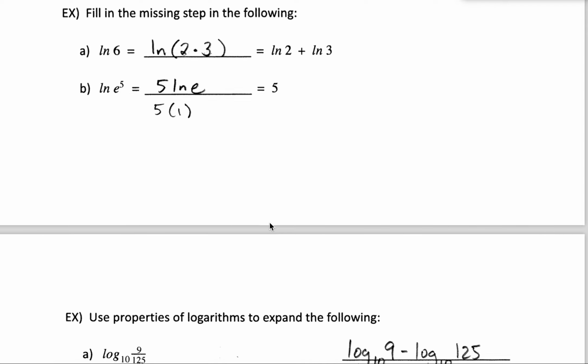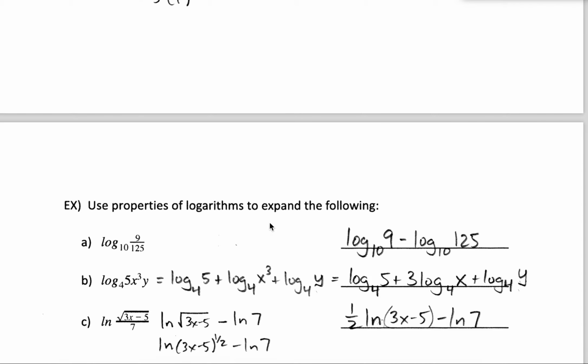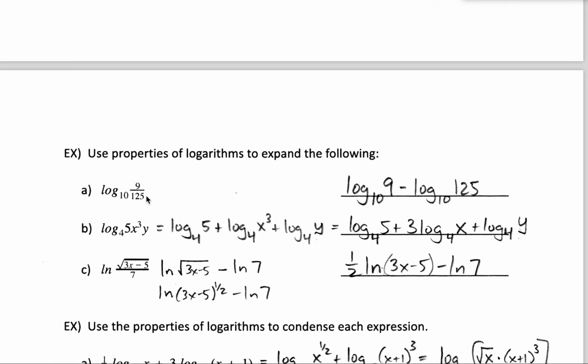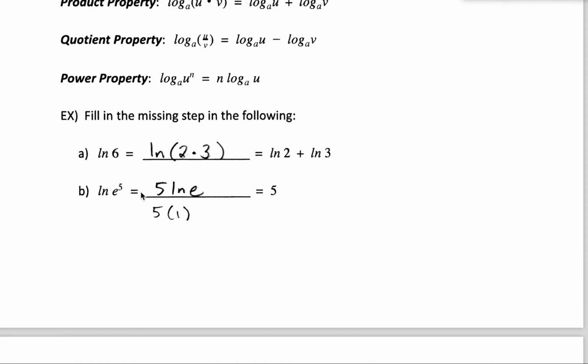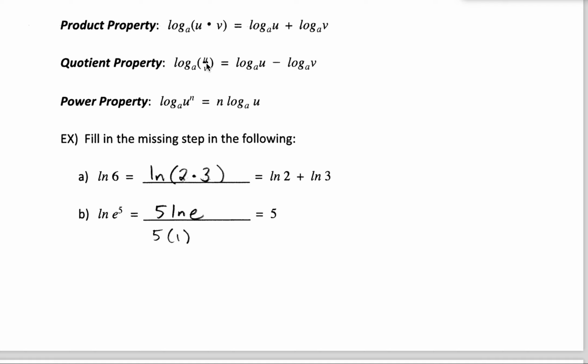Let's do a few more examples, a little bit more complicated. In part A, we have a quotient. We're trying to take the log base 10 of this quotient, 9 divided by 125, so we're going to use the quotient property. So we're going to take that top number.